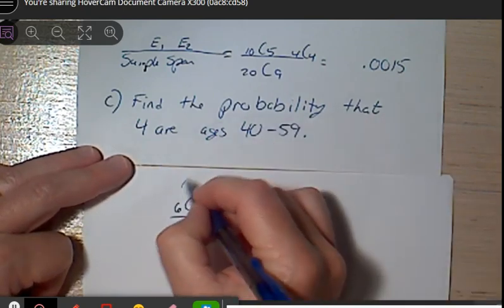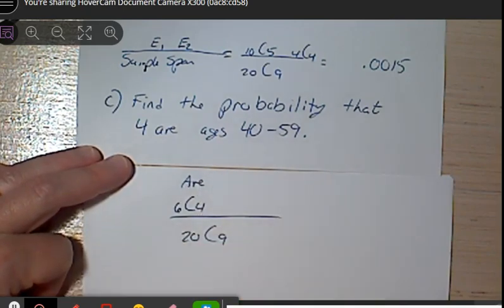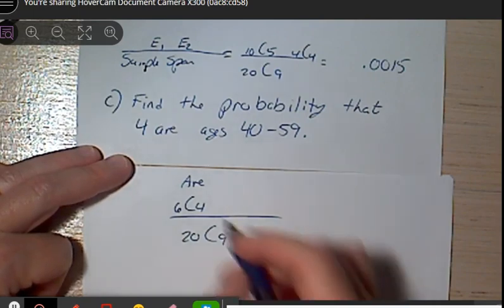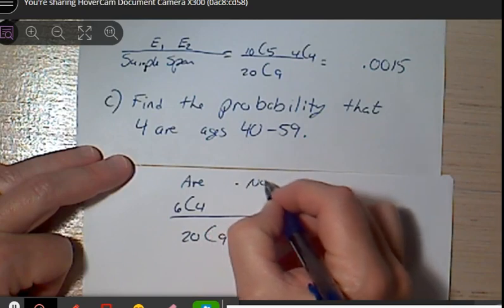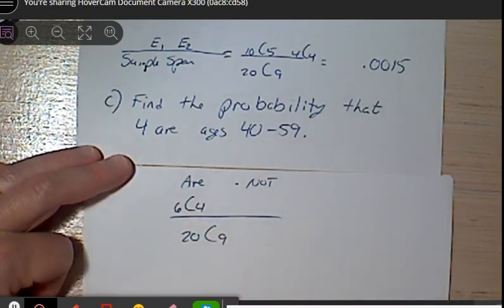Now, here's where they kind of get a little sneaky with you, because you have the 4 who are going to be ages 40 through 59. Anybody else, we don't really care. So basically, these are the ones that are between the ages of 40 and 59. The other group is everybody who's not in that group, because we don't really care. We don't care if they're 60 or 100 or 2 or whatever the case is.